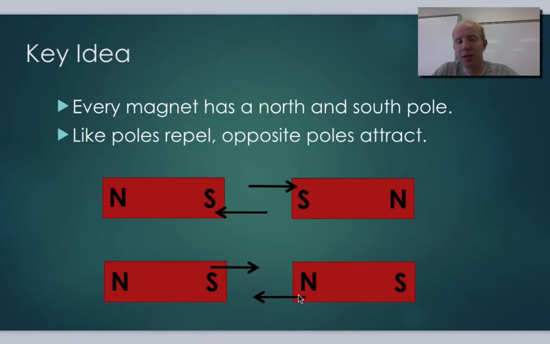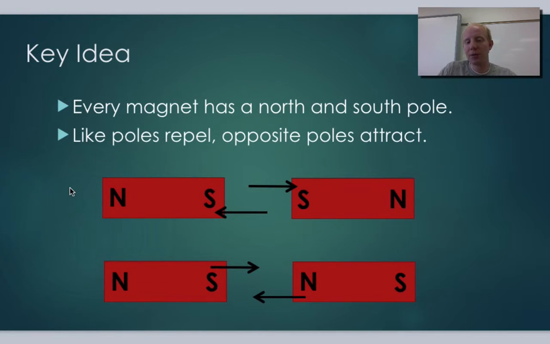So this is very similar to what we saw with electricity, right? Like charges repel and opposite charges attract. With magnets, like poles repel and opposite poles attract. Same thing.